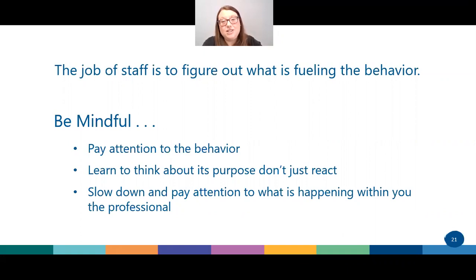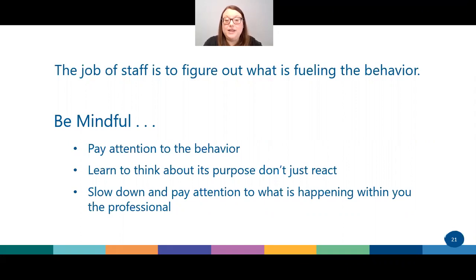So just some more recommendations for you as staff as you are trying to get to the root of the behavior: really pay attention to the behavior. When does it occur? Does it tend to occur in the morning? Does it tend to occur at lunchtime? Does it only occur with certain staff? Does it only occur in certain areas of the facility? Does it only occur around other residents? Try to pick up on those clues and those patterns to get to the root of the behavior.